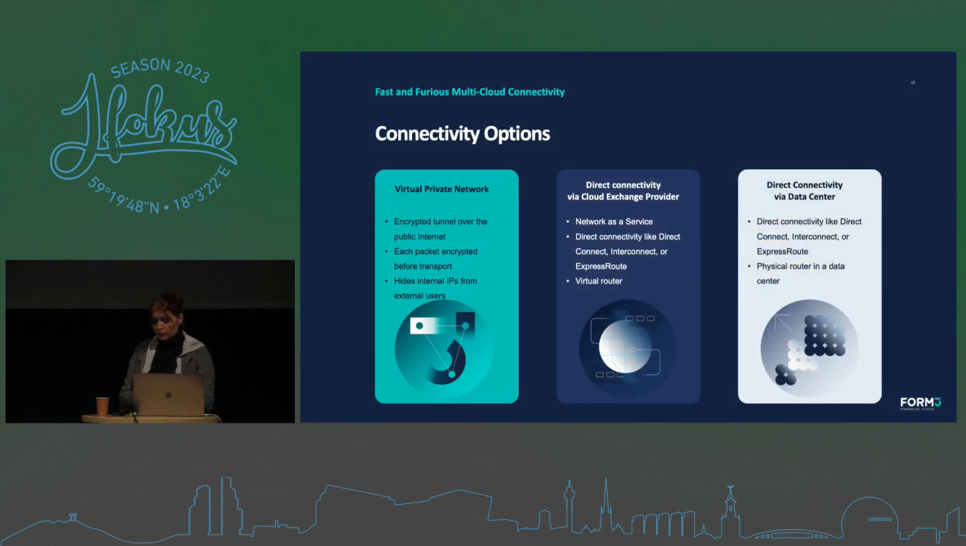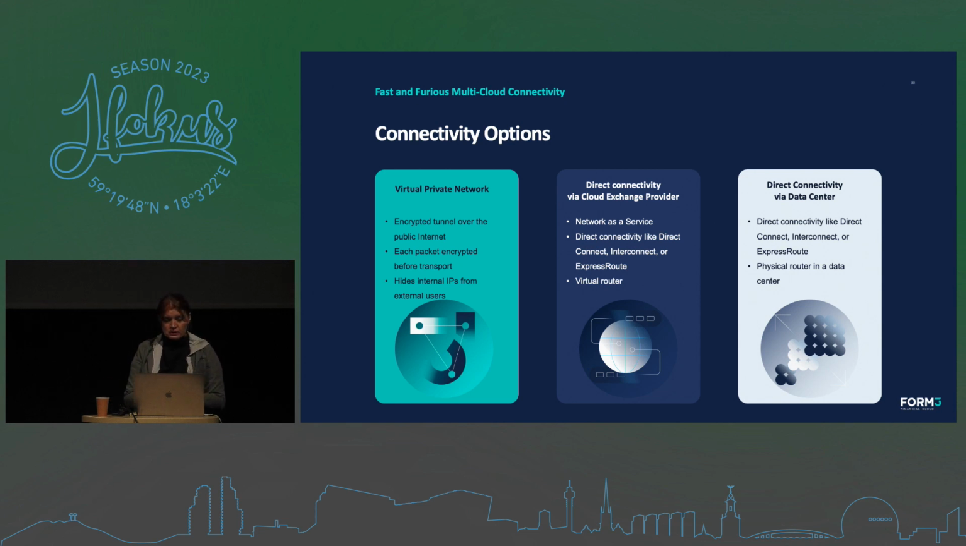So when we were considering different connectivity options, one of the first and obvious choices is VPN. This is like an encrypted tunnel over the public internet. Each packet is encrypted, and VPN basically is available on all 3 clouds out of the box.